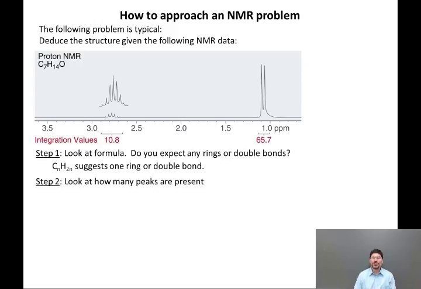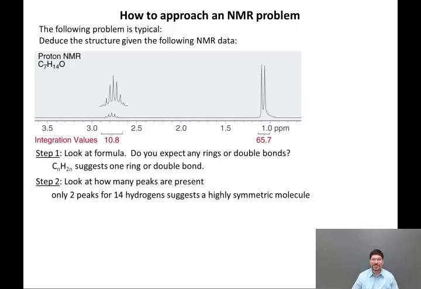Okay, step two, look at how many peaks are present in the NMR spectrum. In this case, we have 2 peaks and 14 hydrogens. So that is suggesting a highly symmetric molecule. There are going to be a lot of hydrogens that are of the same type. Step 3, look at the integrals. Those are the relative areas of the 2 peaks.